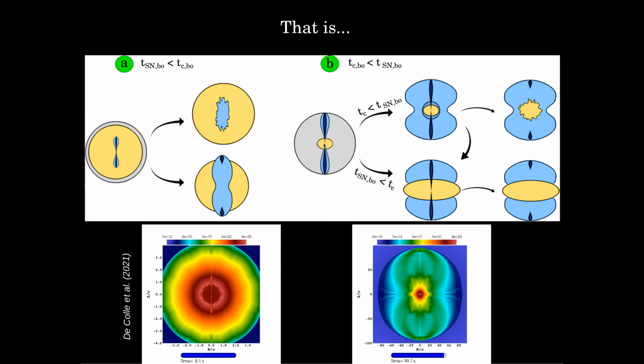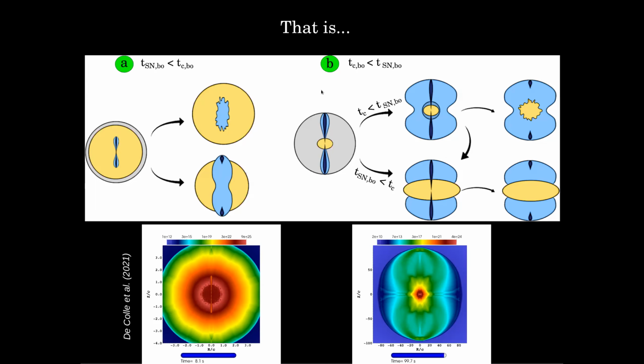The other possibility is that the jet breaks out first from the star because it is launched before the supernova, or because it is launched more or less at the same time, but the energy per solid angle in the jet is larger than the energy per solid angle in the supernova. The jet can break out first, and here there are two subcases.